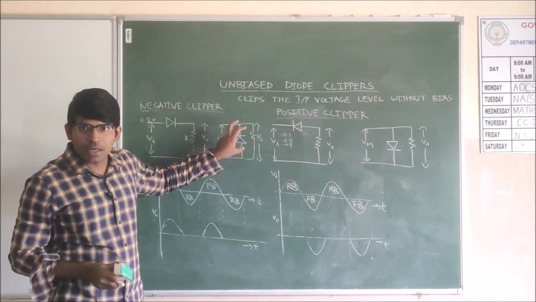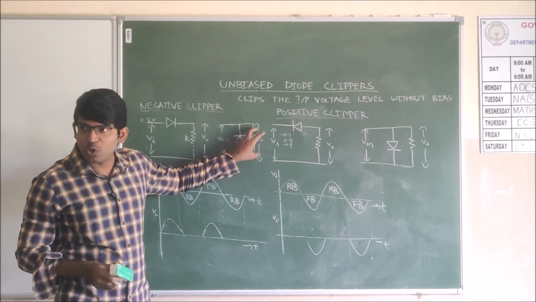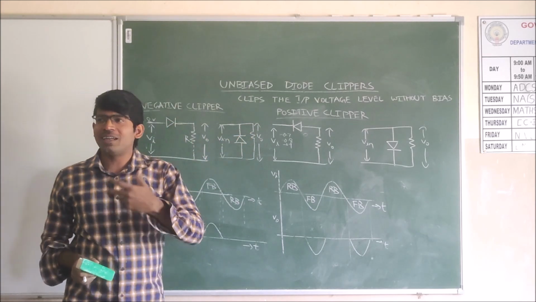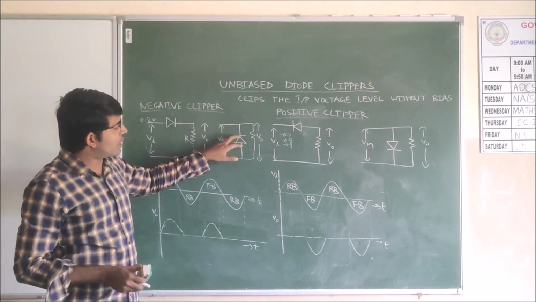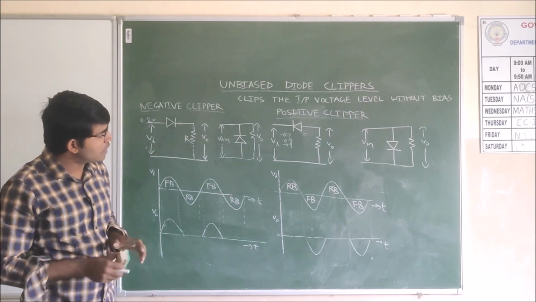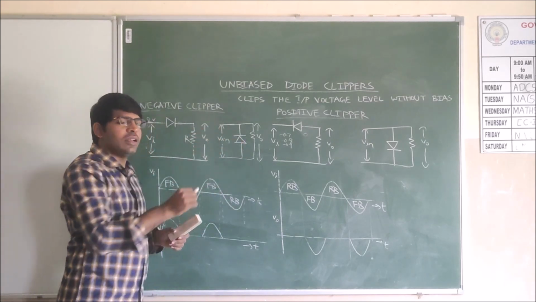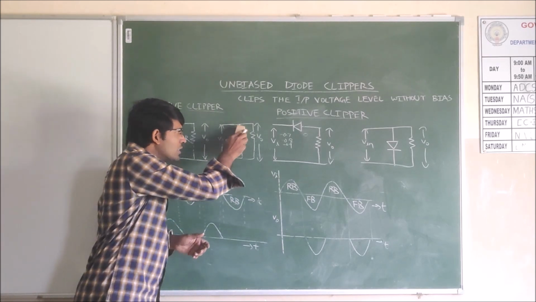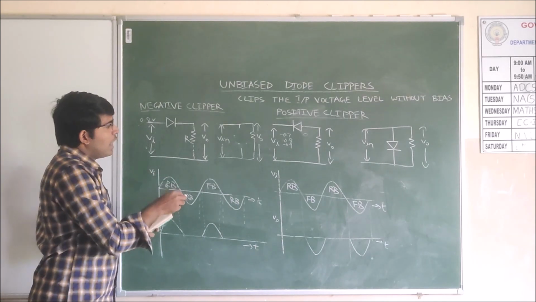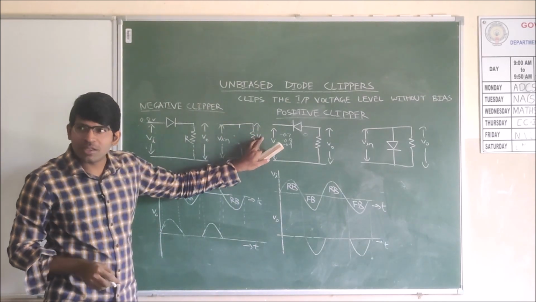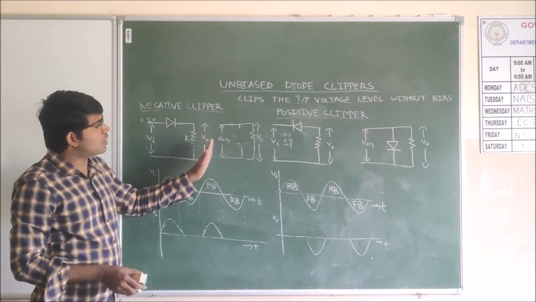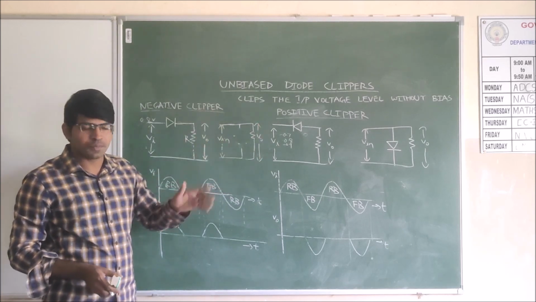Here we have the clipping element, the diode, connected in shunt with the load. If we are connecting the diode in series with the load, it is a series clipper. If we are connecting the diode in shunt with the load, then it is a shunt clipper. During the positive half cycle, this diode is reverse biased, and the entire voltage appears across the resistor. So whatever positive voltage we are supplying, we will observe across the resistor.